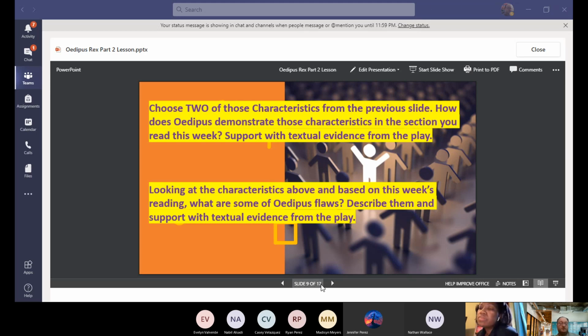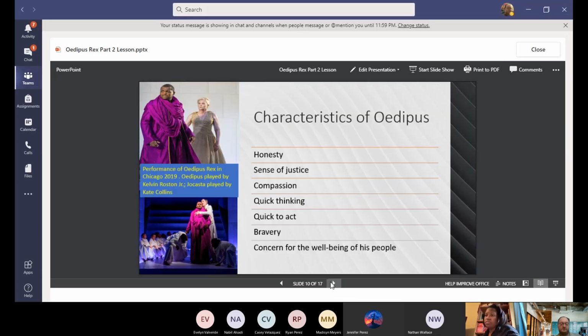And at points, it seems like, well, maybe he's not so respectful of these people. So again, when we look at Oedipus's character flaws, they're there. And the more the play goes on, the more they're magnified, the more they lead to his undoing. So some other characteristics, if we look at this slide, we can talk about this now.